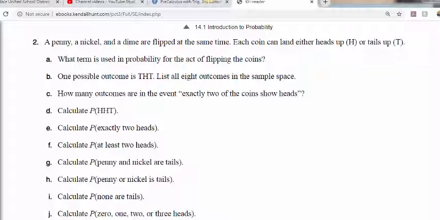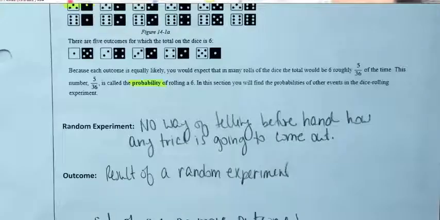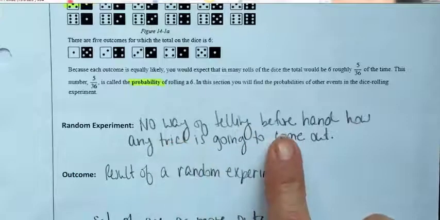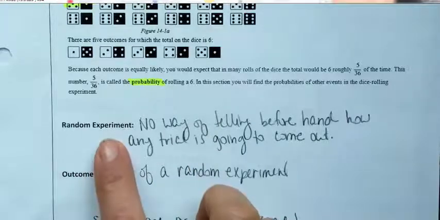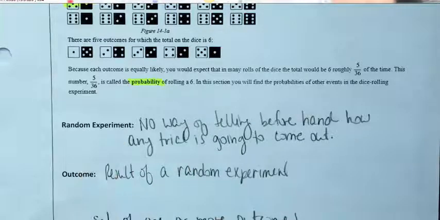What term is used in probability for the act of flipping the coins? Well, we just went over that term, right? There's no way of telling when you flip a coin whether it's going to be heads or tails, as long as you're flipping it and not cheating, right? The term that would describe this is in our notes right here. We have no way of telling beforehand how it's going to come out. If we flip that coin, we have no idea. So it's really going to be a random experiment. So I'm going to write on this piece of paper here.